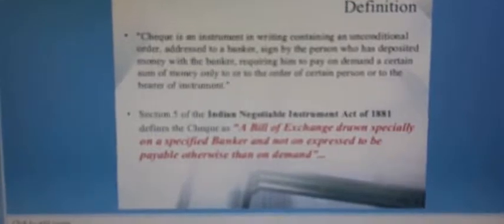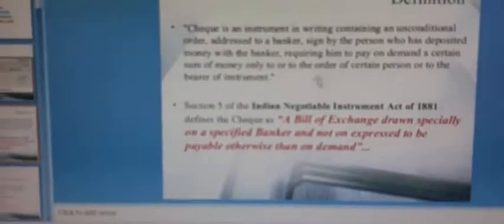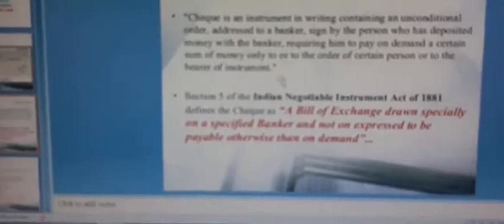Check is an instrument in writing containing an unconditional order addressed to a banker, signed by the person who has deposited the money with the bank, requiring him to pay on demand a certain sum of money only, or to the order of a certain person, or to the bearer of the instrument. This is the check definition.